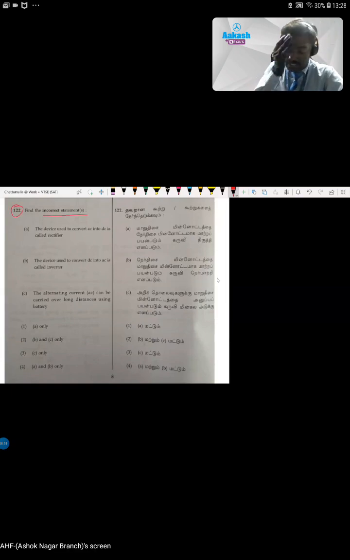So they have given 3 statements. Statement A, the device used to convert AC into DC is called a rectifier. Yes, it is correct, a true statement. The device used to convert DC into AC is called an inverter. Yes, this is also a true statement. And the alternating current can be carried over long distances using a battery. This is a false statement. The correct answer is option 3.